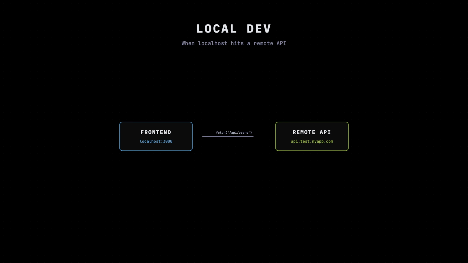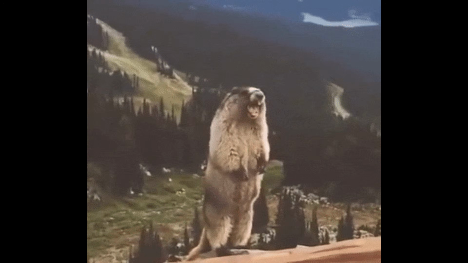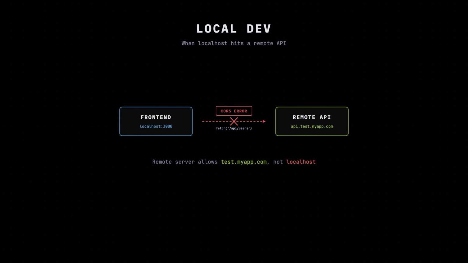So let's take a look at a real-world situation. You are running your front end on localhost 3000. Your API lives at api-test-myapp.com. You point your local app to the same API, and what happens? Of course, CORS error. The remote server only allows testmyapp.com, not localhost 3000, right?